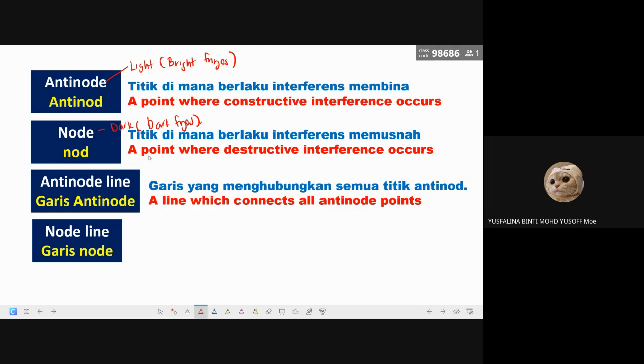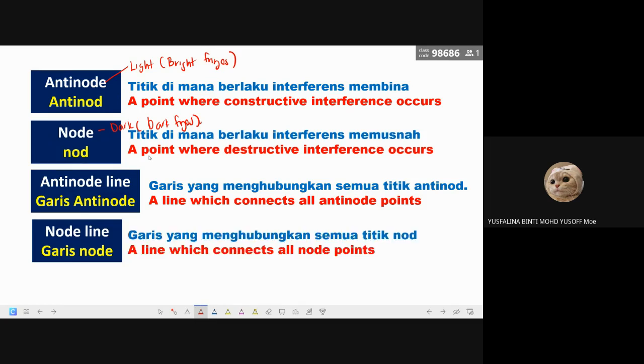How about the antinode line? The antinode line is the line which connects all antinode points. Let's say in the water, they connect all the points of constructive interference to each other. While the node line is the line which connects all node points, which you already know is the destructive interference. So they connect all the points where destructive interference occurs, and they make a line.